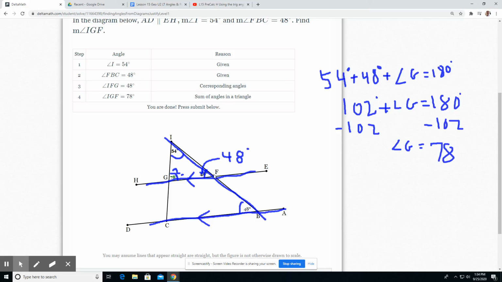Press submit now. So each one of these are a little bit different. We just have to follow through and go through the steps. And that's what they're doing here, we're going through the steps to get to the answer.